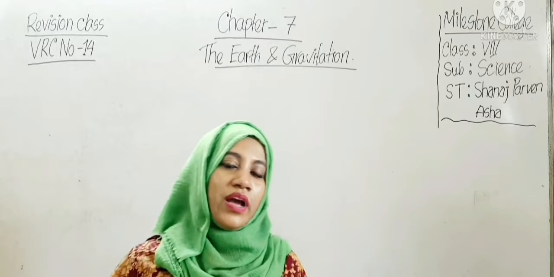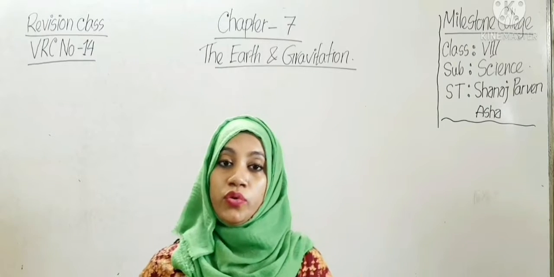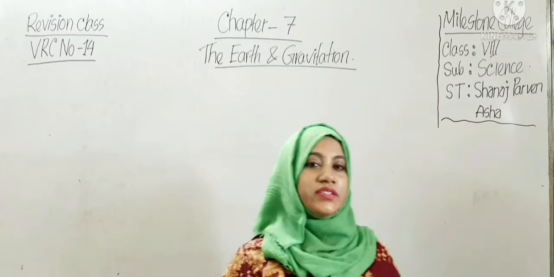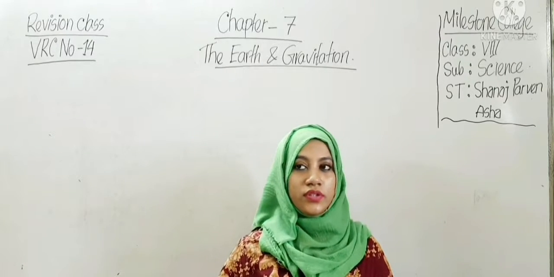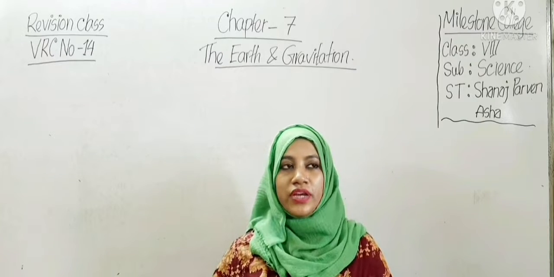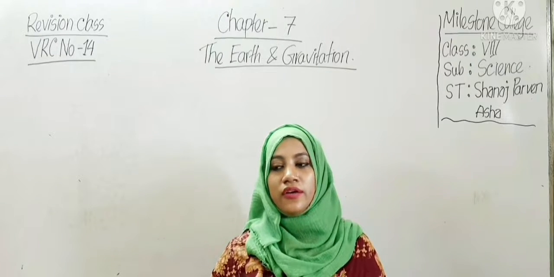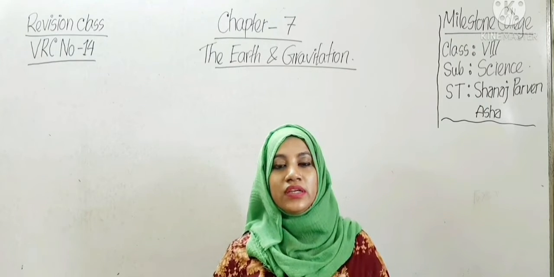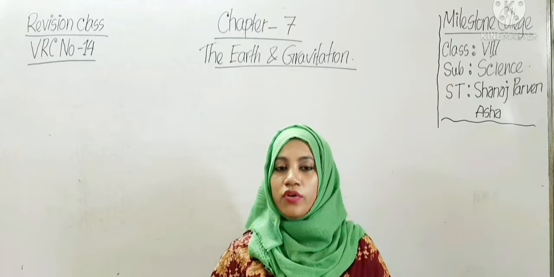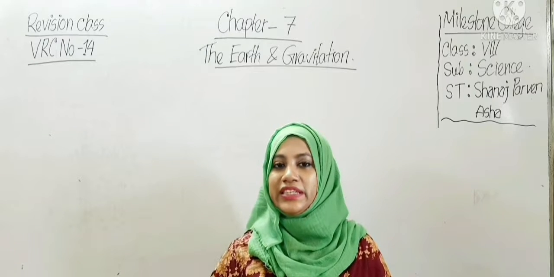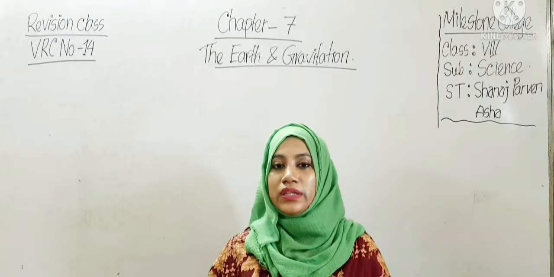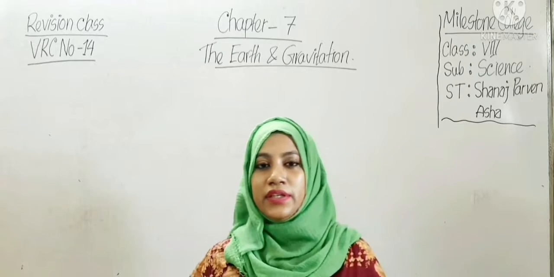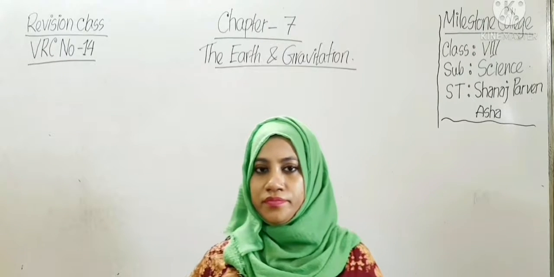So after gravity, we must know acceleration due to gravity. This video is all about acceleration due to gravity. g changes from place to place, but the rate of a free falling object is always equal, that is 9.8. Next one is mass and weight. You know all about mass and weight, is it?